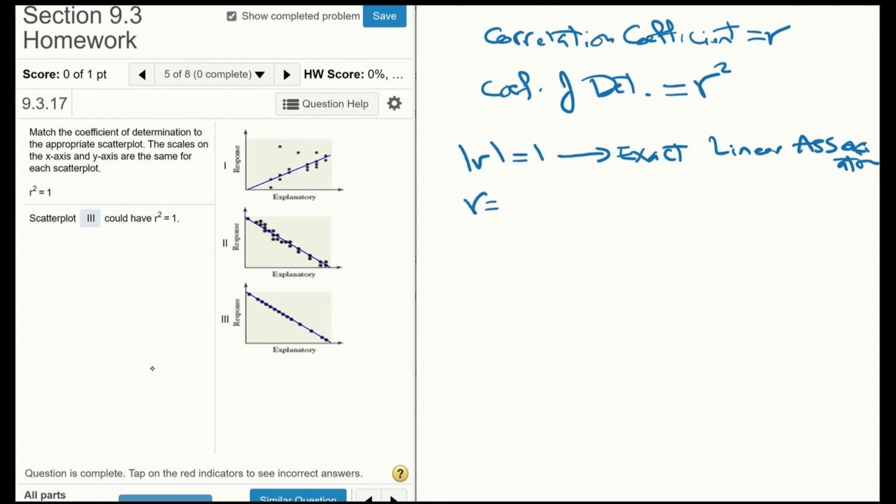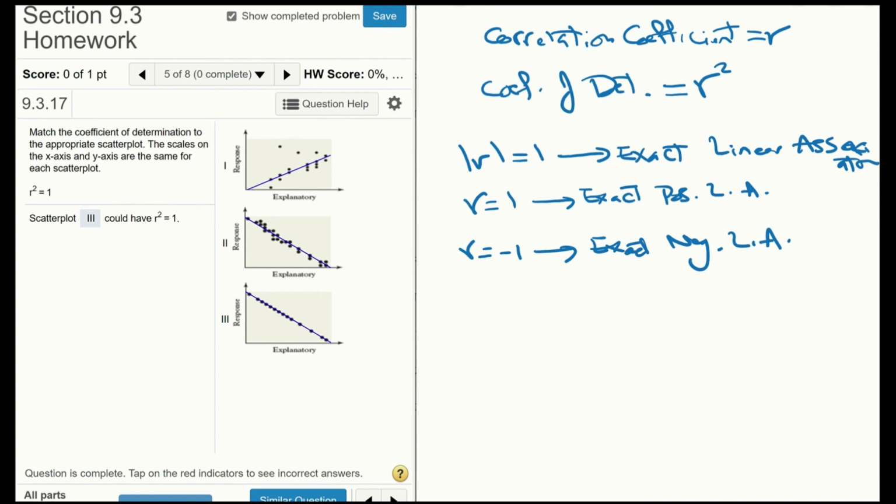Now, if R is positive 1, we get an exact positive linear association, right? And if R is negative 1, we get an exact negative linear association, right? Now, if R is 0, there is no linear association. And all other R values are going to fall somewhere between -1 and 1, right?